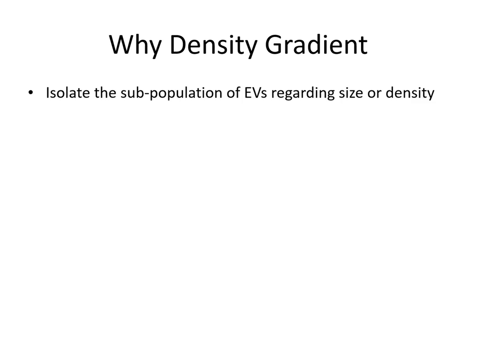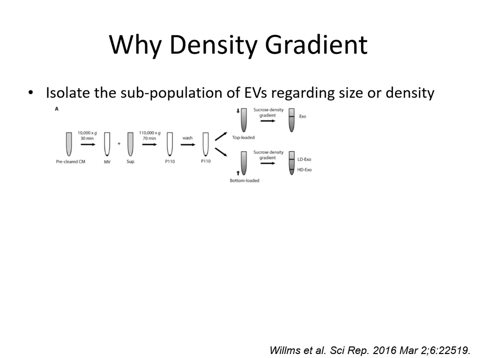Another point of using density gradient is that we can isolate subpopulations of EVs according to size or density. In this study, the authors showed that EVs of different densities can be isolated by density gradient. Here they use the sucrose density gradient with two different loading positions, top loading and bottom loading. As I mentioned before, the separating factor is different in those two methods.